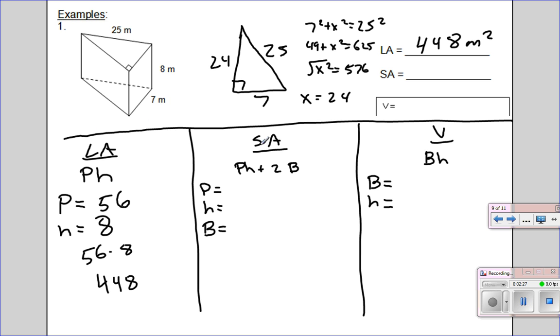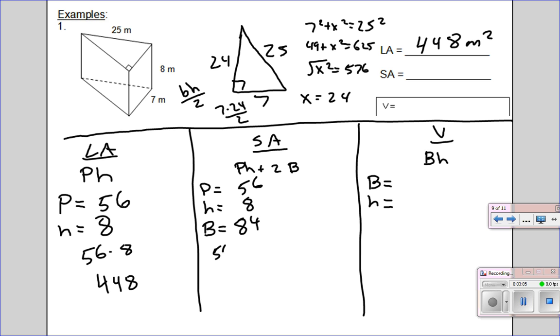Now let's find surface area, the whole thing. So I already know P is 56 from here. I know H is 8, so all I've got to do is figure out big B. So big B now, what shape is it? Well, it's a triangle. So the area of a triangle is little b times height of the triangle divided by 2. Now this is where it gets tricky. This H represents the height of the triangle, not the height of the prism, because I'm working with the area of the base right now. So the base is 7 times the height of the triangle, 24, over 2. I type that in, and I get that the area of the base is 84.